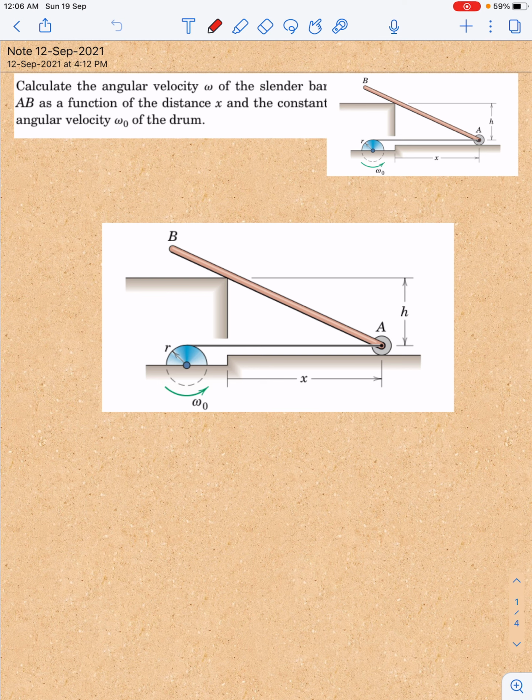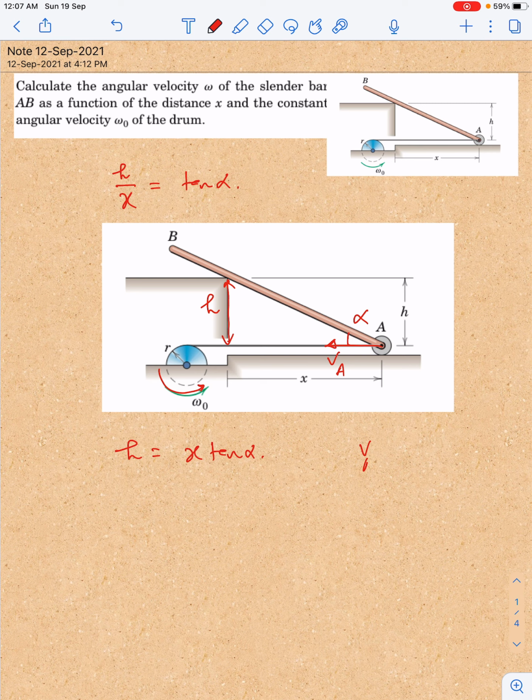In the first case, they are asking the angular velocity of the slender bar AB as a function of distance x and constant angular velocity omega naught of the drum. As the drum is wrapping, this point A will move in that direction. This I call VA. If I take this height to be h, and this is already x given, then one relation I can comfortably write: if I call this angle alpha, h by x is equal to tan alpha. So h is equal to x tan alpha.